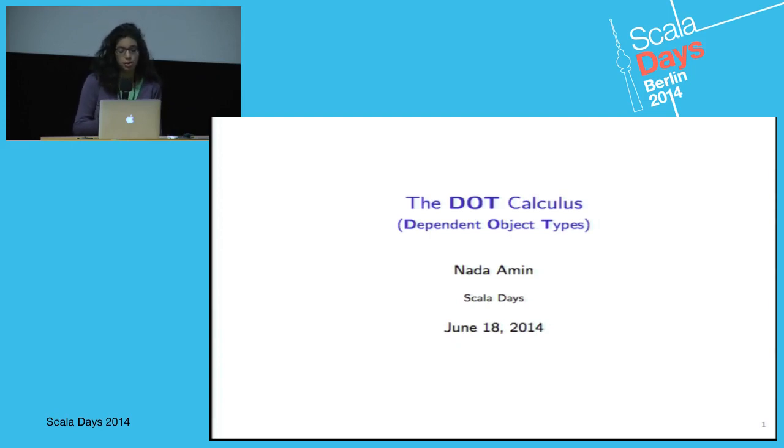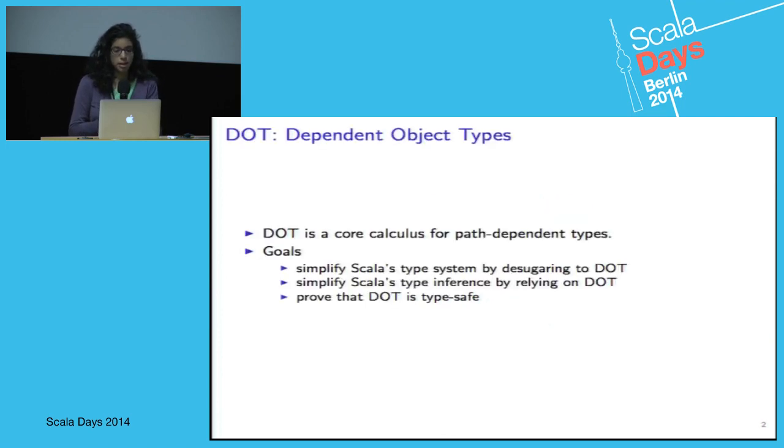I work with Martin Odersky at EPFL, and one of the projects is this DOT calculus. DOT stands for dependent object types, and it's a core calculus for path-dependent types. So we're developing it to have a core understanding of these path-dependent types in isolation, but it's also a good core calculus to desugar Scala into, the Scala type system.